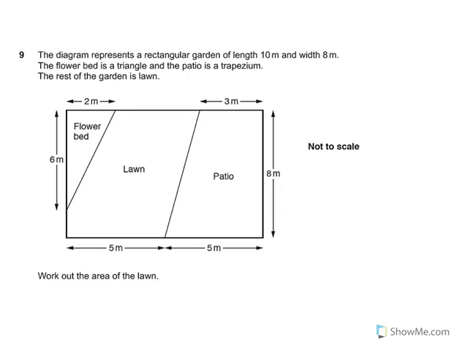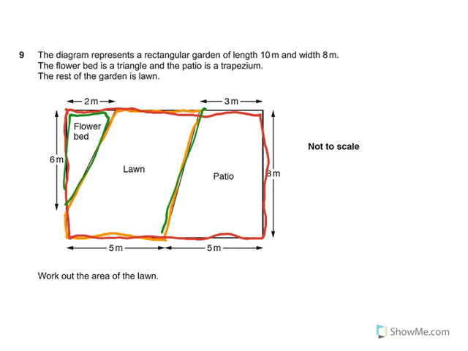Okay, so effectively we have this shape here, which is the lawn, which we need to calculate the area of. And what an easy shape to calculate the area of. But instead, we could calculate the area of the entire rectangle and then subtract this corner piece here, which is the flower bed, and subtract the patio piece over here, which is the shape they've referred to as a trapezium shape, and whatever's left would be the area of the lawn.